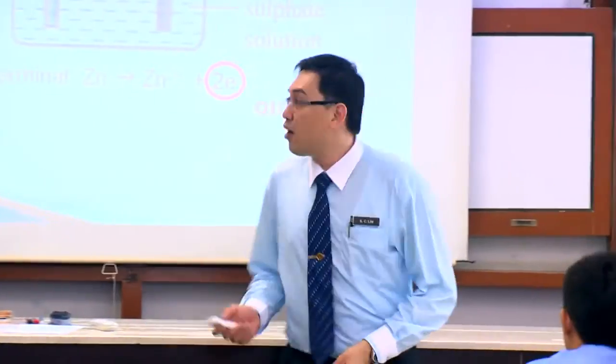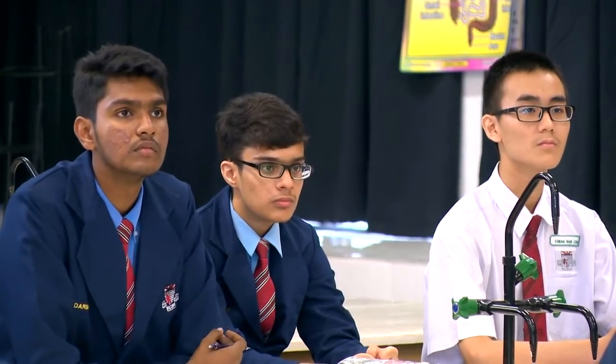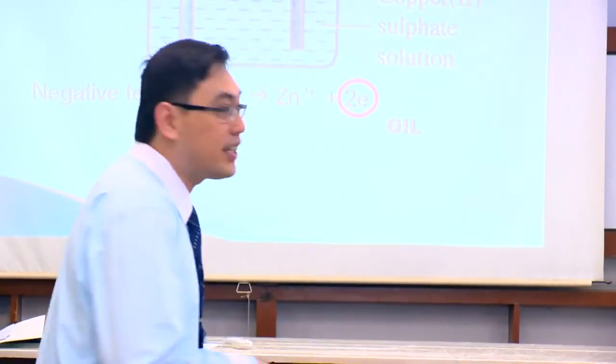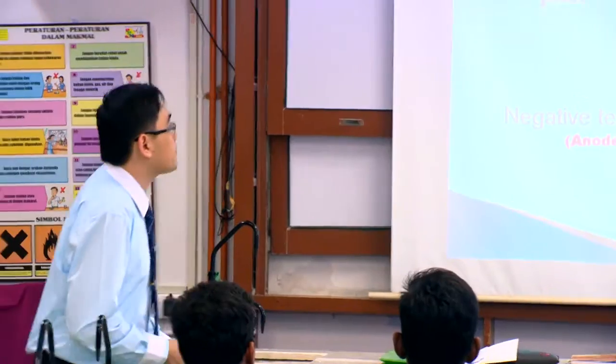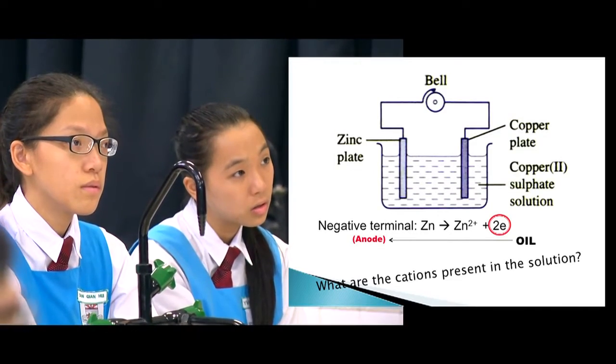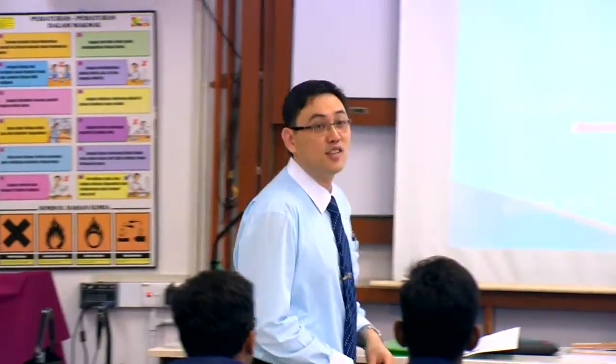So when we say oxidation is lose electron, where is it going to occur? Where is the place that the oxidation occurs? Anode. Yeah, we call it the anode. Then next one. What are the cations present in the solution? Anybody can give me the cations present in the solution? Nanzhen, okay. Copper 2 ion and hydrogen ion.